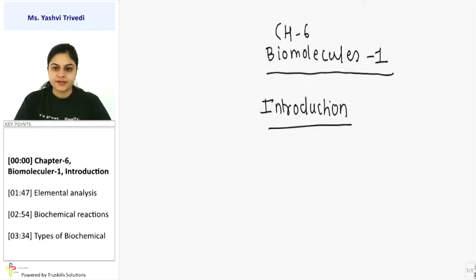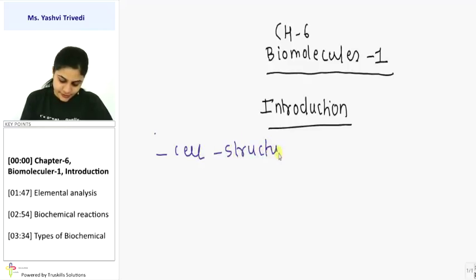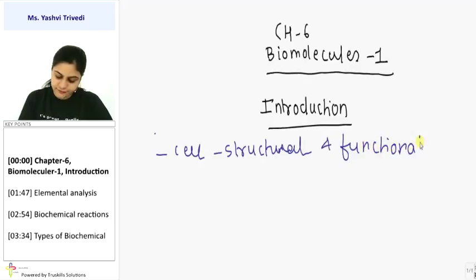Now, in the previous chapter, which is the chapter of cell structure, we had already seen that the cell is the structural and functional unit of living organism. As we know, all the biochemical activities are done just because of the cell. So we had to study all the organelles and different types of structures it has.